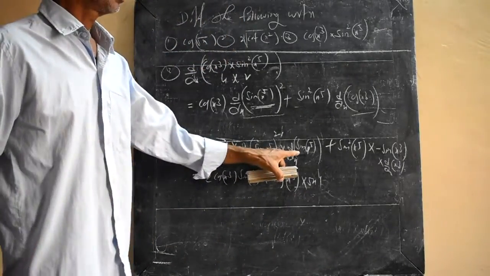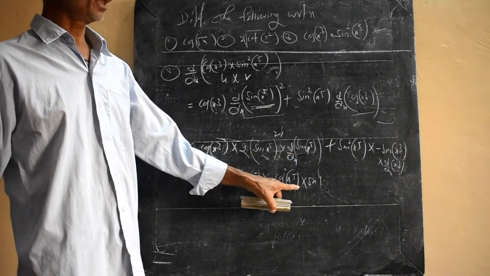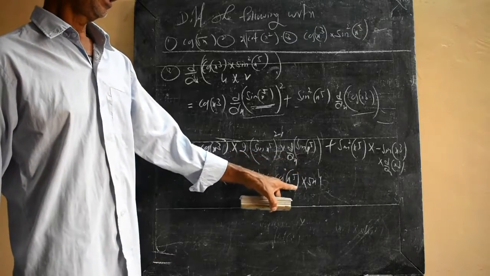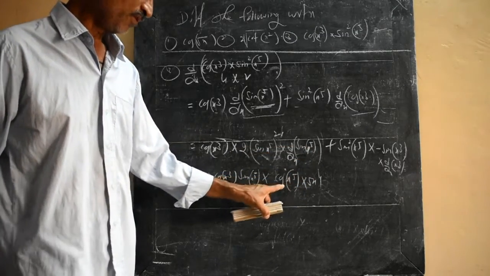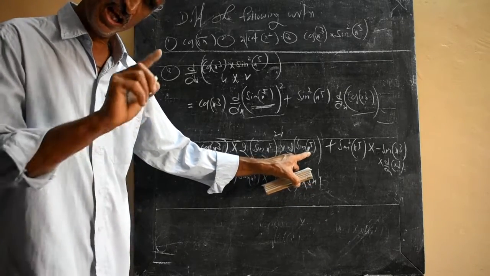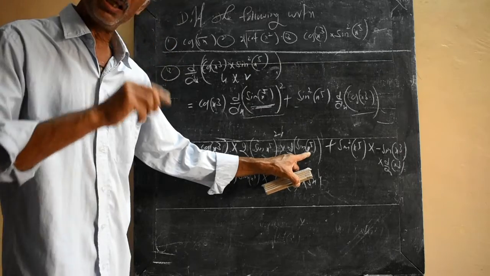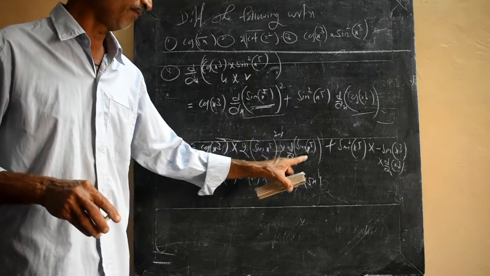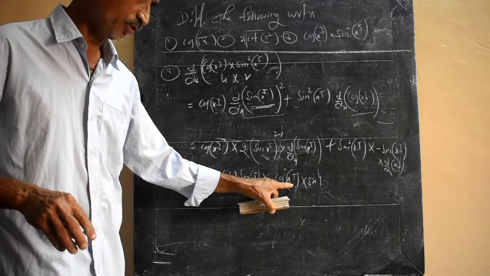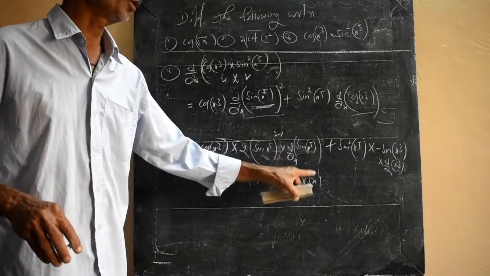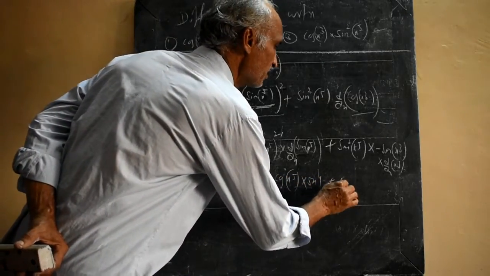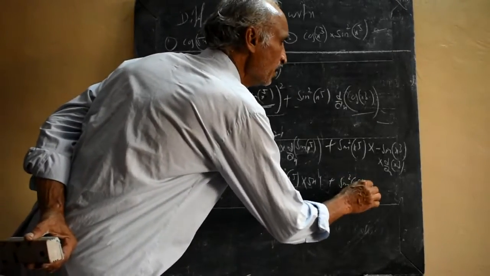Understood? Like this you have to skip some unnecessary steps and write it directly. Sin f of x differentiation is cos f of x into d by dx of f of x. Here x raised to 5 is f of x. Therefore, cos x raised to 5 into d by dx of x raised to 5, 5x raised to 4. That's all. Plus here it is sin square x raised to 5.